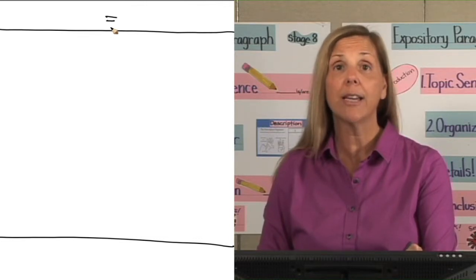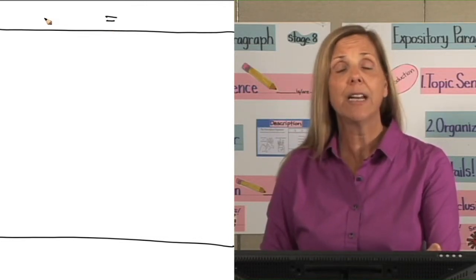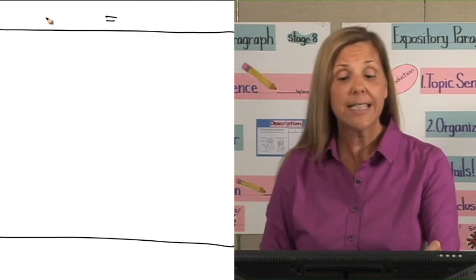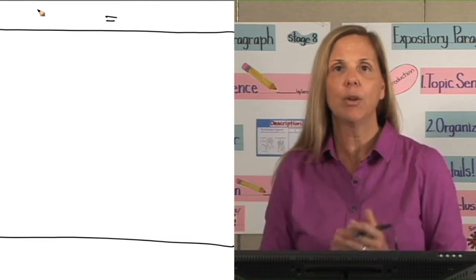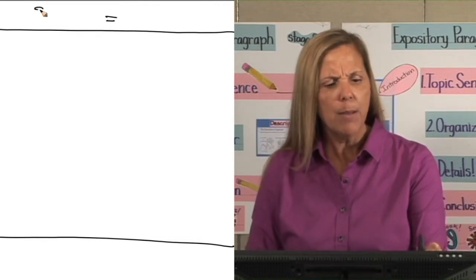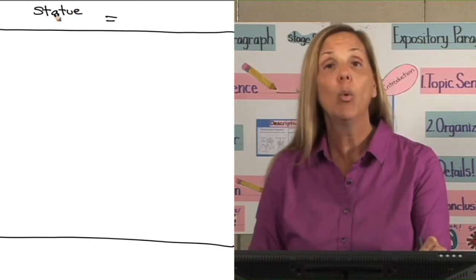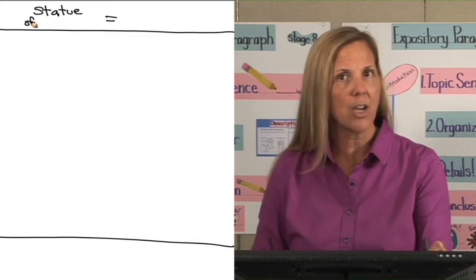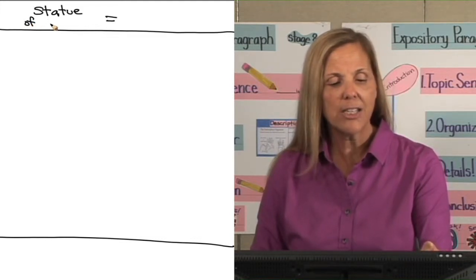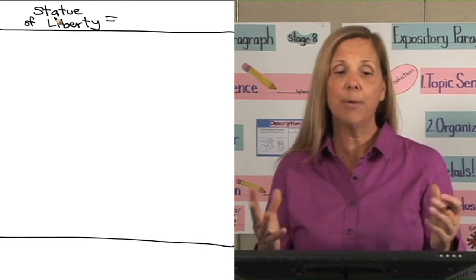We put our equal sign for the definition. Let's go first of all to the beginning of our definition, and that's our subject. Who or what is this definition about? The Statue of Liberty. Let's write that down. Because it is a proper noun, what do we need to do? We need to capitalize. Statue of is not an important word, so it does not need to be capitalized. The Statue of Liberty. We have our subject, the Statue of Liberty.